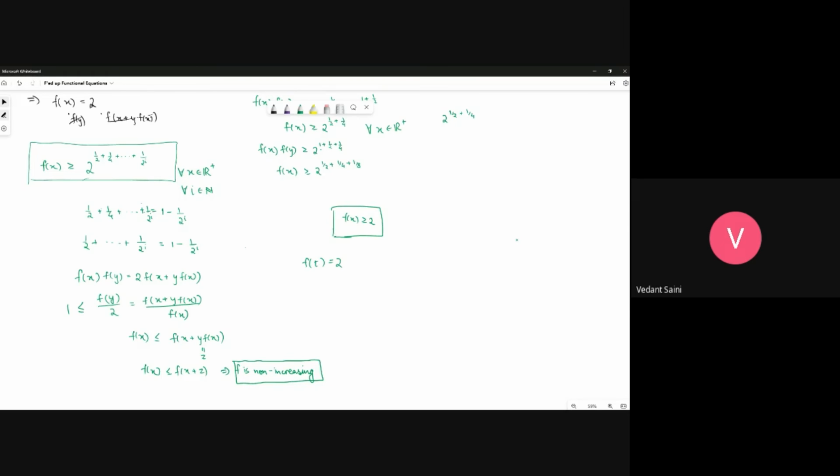For any thing below t, t minus something, that is less than equal to f of t, because f is non-increasing, equal to 2, but this is also greater equal to 2, as we have deduced earlier. So anything less than t is also equal.